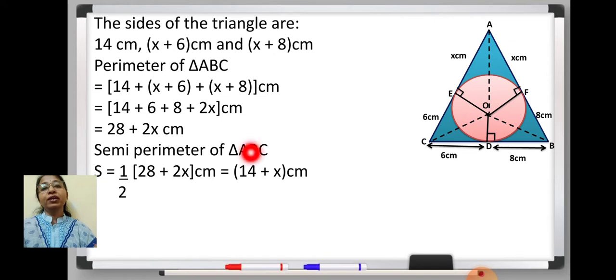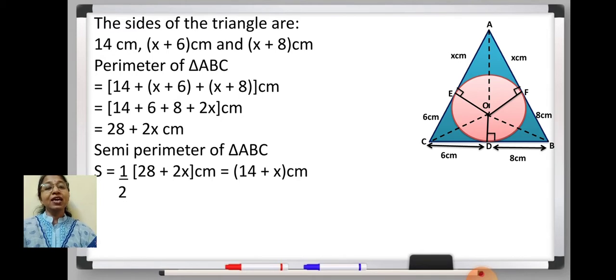So that numerator which we are going to take common, that 2 and this denominator 2 will get cancelled, and you will remain with 14 plus x centimeter. So this is the value of S, which is the semi-perimeter. Now let us find out what is S minus A, S minus B and S minus C.